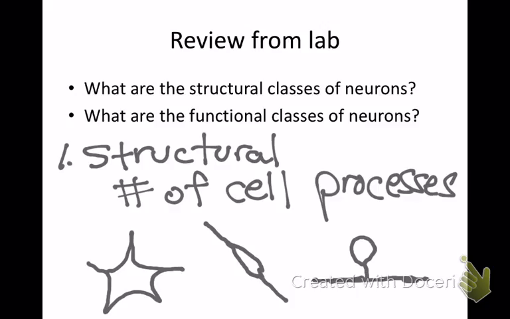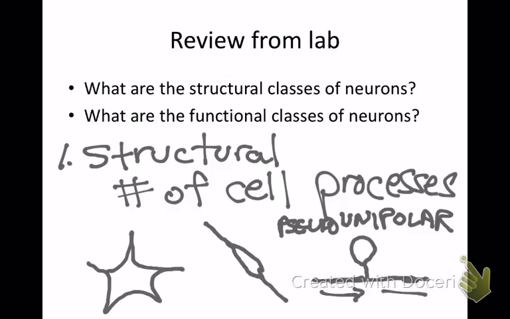The one that has only 1 is called a unipolar neuron. Each process forms a pole. Okay, so a unipolar neuron has only 1. Sometimes these are called pseudo-unipolar. What does pseudo mean? False. And why would it be called pseudo-unipolar? What did I just tell you about that one process? It kind of has 2 parts.